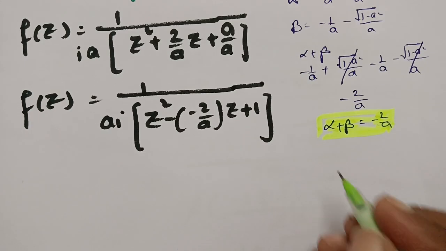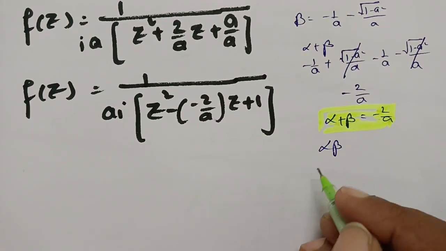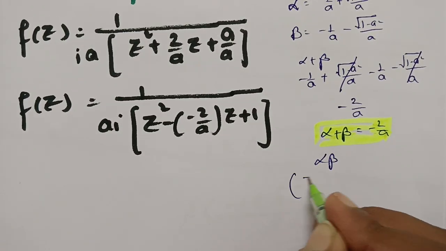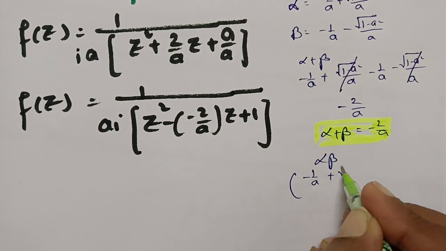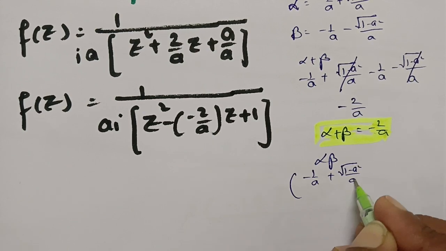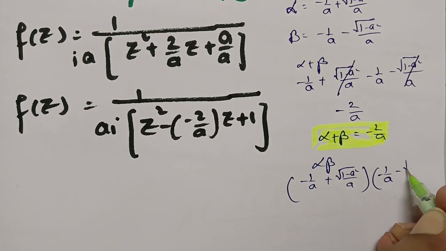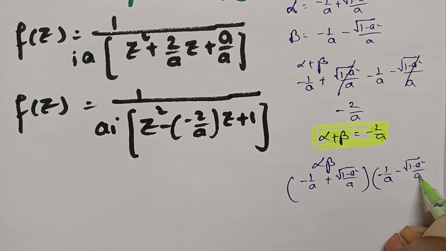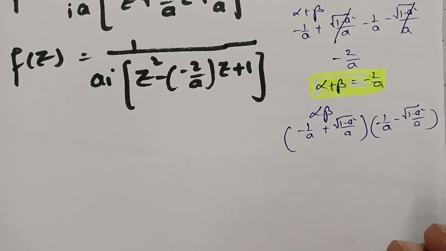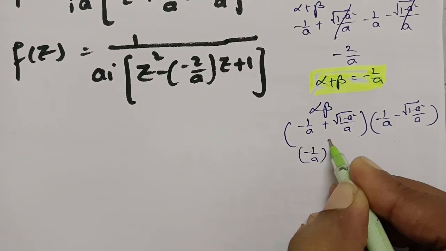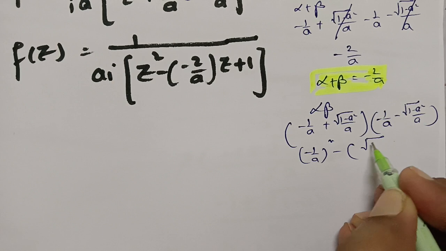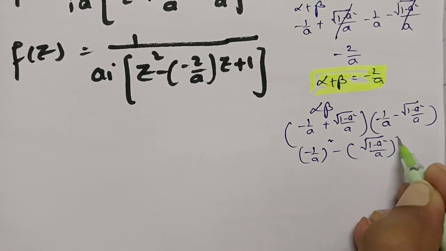So let us find out the product alpha into beta. So what is alpha? Alpha is nothing but (-1/a + root over 1 - a squared/a), and beta value is (-1/a - root over 1 - a squared/a). So (a + b)(a - b) is nothing but a squared minus b squared.